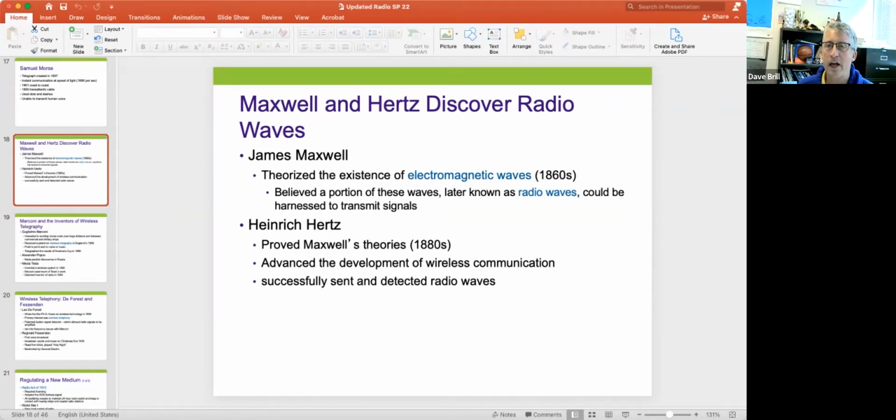Heinrich Hertz, another big name from the past. He proved Maxwell's theories in the 1880s, so it takes about 20 years. He advanced the development of wireless communication. He actually was the first to successfully send and detect radio waves.